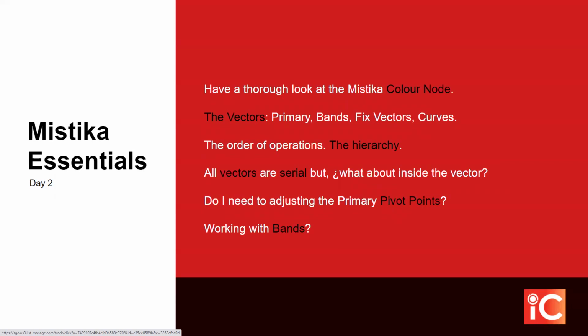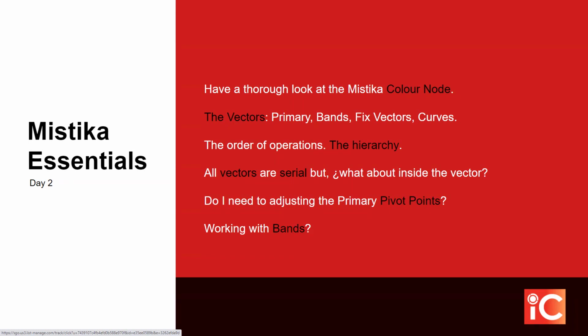We're going to have a thorough look at the Mistika Color Node this time, because many people in the first session asked that we go deeper into it. So that is what we are going to do today. We're going to see what makes a vector in Mistika, which is a layer. And we're going to see that we have primary, bands, fixed vectors, and curves.